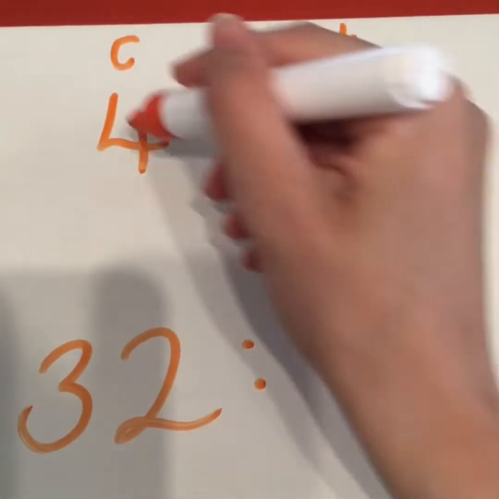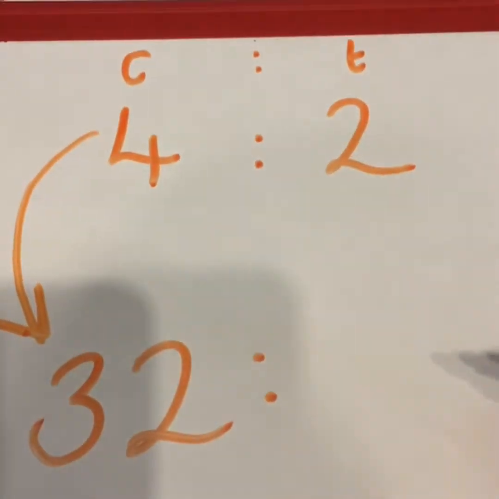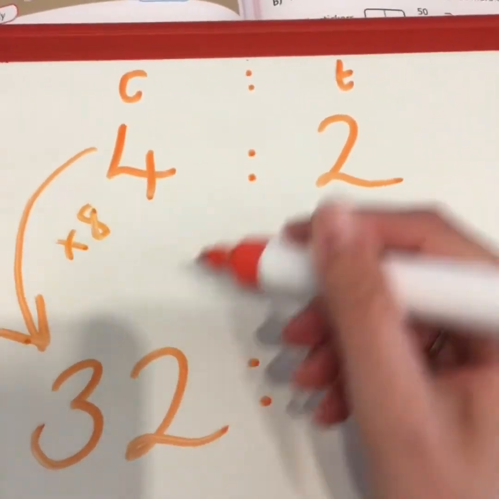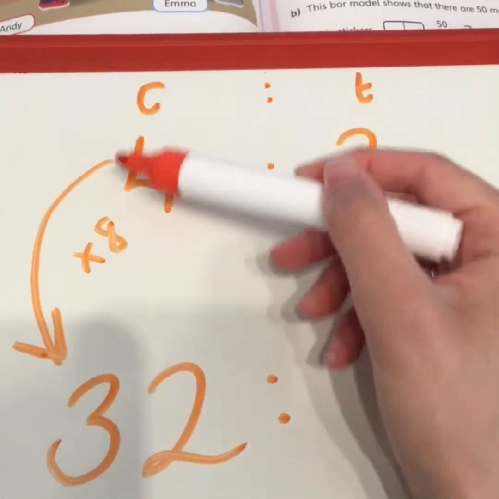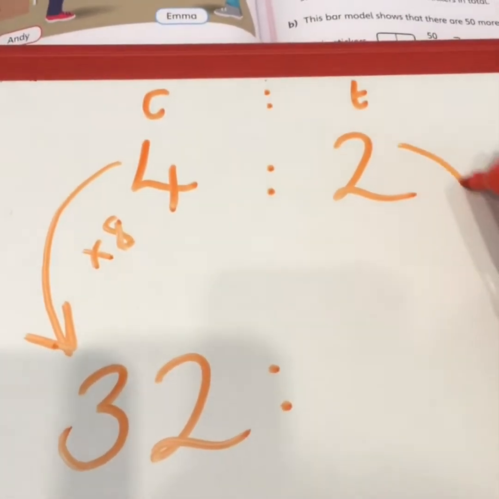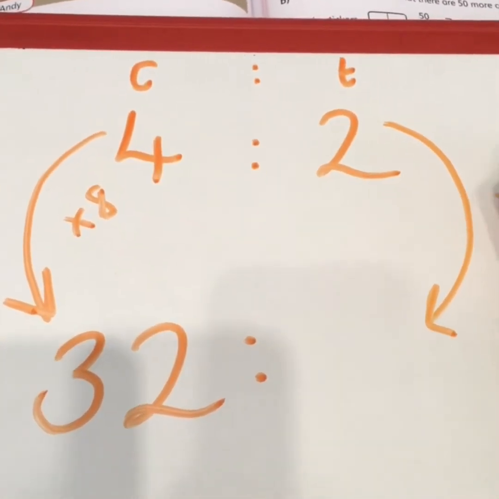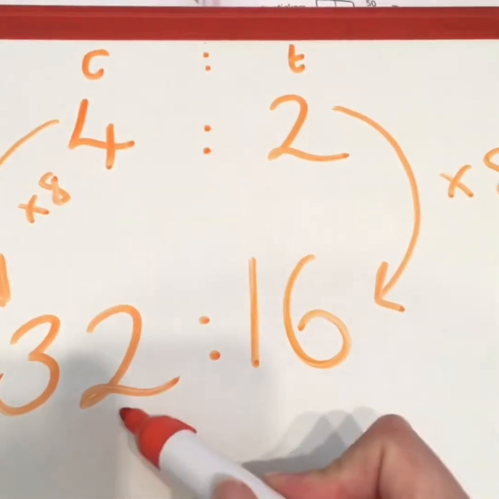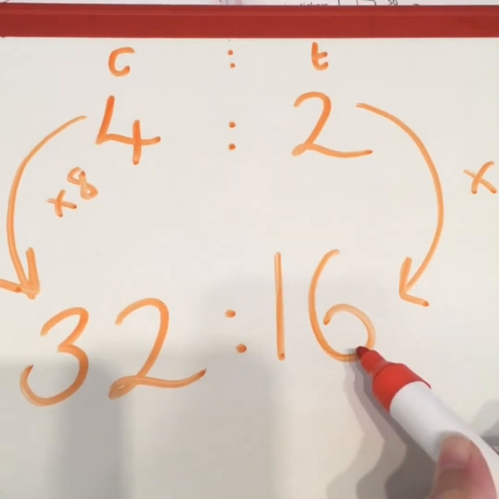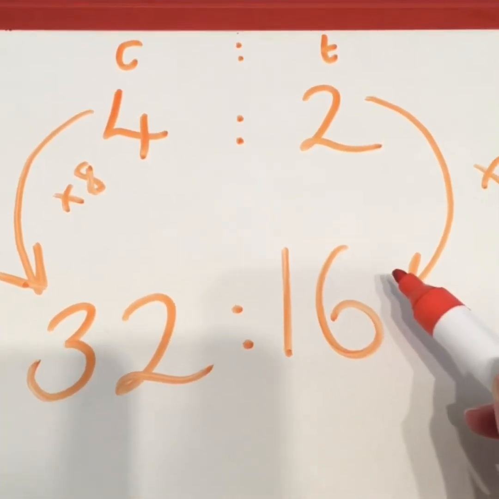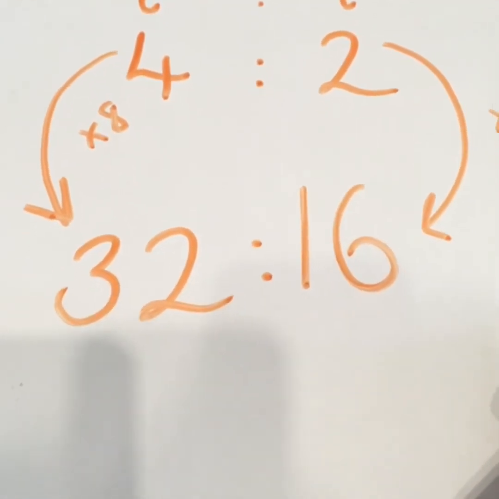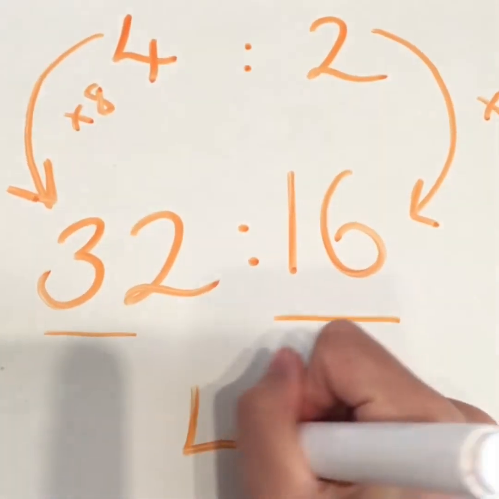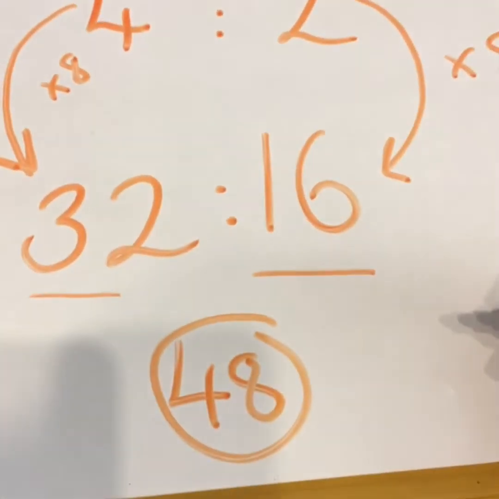So this tells me then that he's got 8 lots, okay, because 4 times 8 is 32. So if he's times the car ratio by 8, what has he then times the train ratio by? Times it by 8. 2 times 8 is 16. So if he's got 32 car stickers, he's got 16 train stickers. So is my answer 16? Hopefully you're telling me no, because the question asked for what it was in total. So I need to add these 2 numbers together. So my total would be 48 stickers.